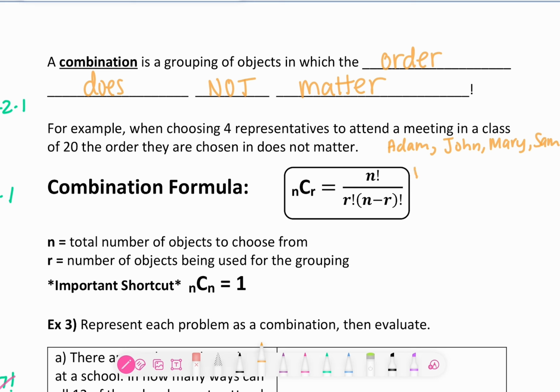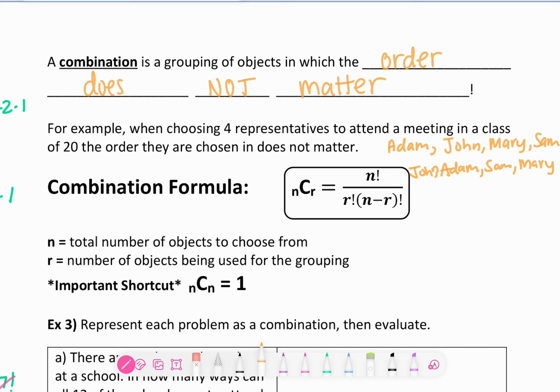I can change the order to John, Adam, Sam, and Mary. And guess what? It's the same 4 students, because it's just 4 people going to some meeting. Okay? And so the order does not matter when it comes to something like that. The order they're chosen in does not matter.